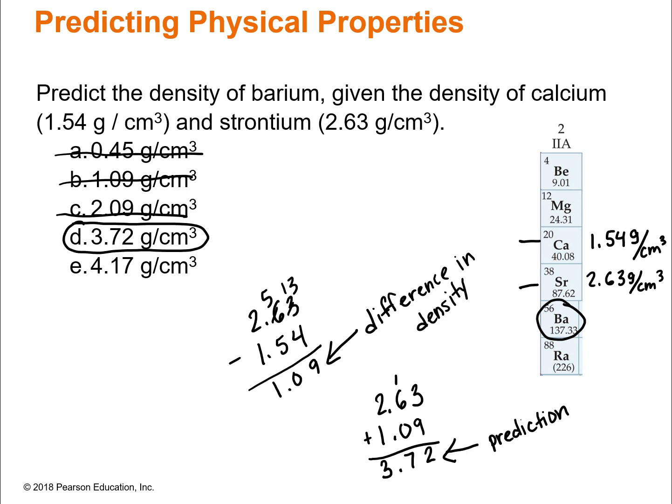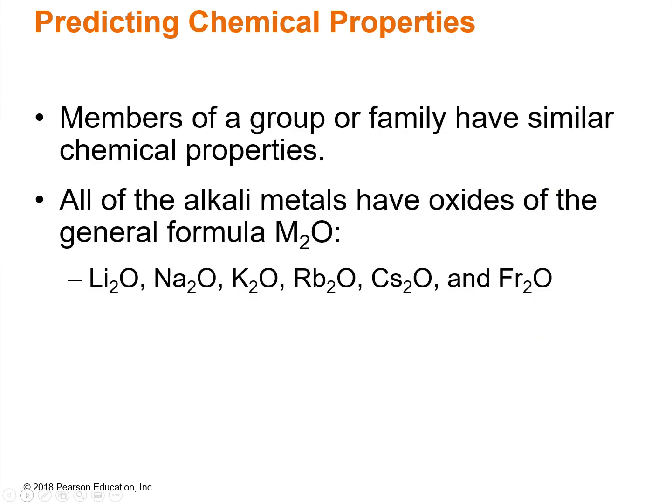So in terms of predicting physical properties, this is about as complicated as it gets. You figure out the difference between the two, and then you add something together. That's about it. We can do a similar thing for chemical properties.